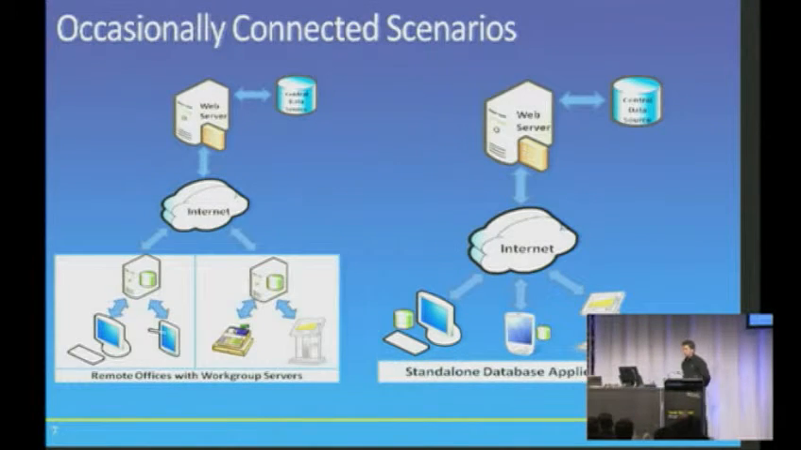So the two scenarios that I'm looking at here: one is a corporate environment at the top with remote offices. The remote offices have workgroup servers. Think of The Warehouse, for example. They have a central corporate office across the North Shore, and I don't know how many thousand stores around New Zealand. They can have a server sitting at each store with a database on it, and that data can automatically synchronise back with the head office.